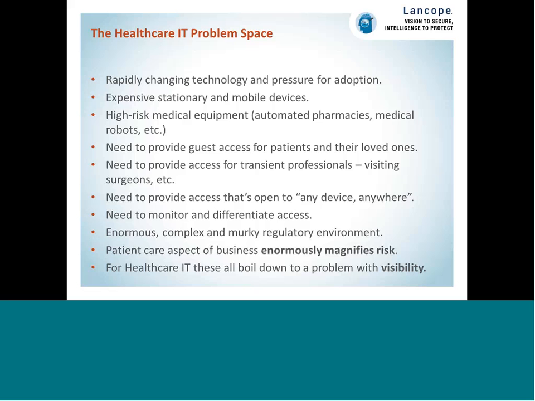We've got to provide access that's open to any device, anywhere, at any time, all throughout the healthcare network. You need to be able to monitor and differentiate access to devices based on device type and application. So, things like image servers have to have guaranteed bandwidth if we're going to be able to move things like electronic x-rays around to doctors' desks and get them to them in a timely fashion.